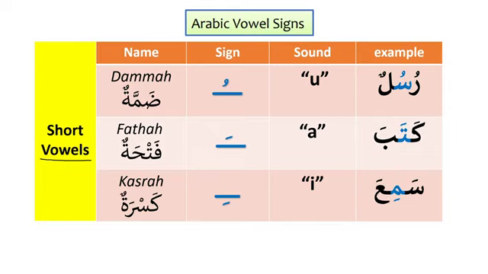So the first one, since we are learning Arabic, we need to know the names in Arabic. The first one we can see here is round, like a comma. It's Dhamma. It's called Dhammatun, and it has the U sound, as we can see over here: Rusulun, Rusulun. It shouldn't be pronounced as Rosulun because it's the Ru sound, so it's basically Dhamma, Rusulun. Then the second one is Fatha, a small stroke above the letter. Fathatun, and it's the A sound, as we can see over here, Kataba.